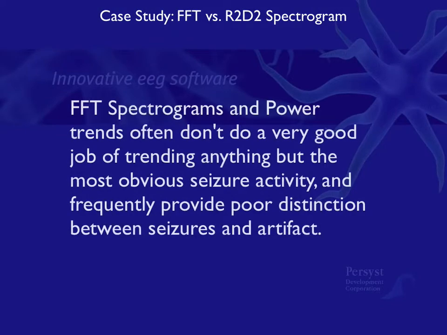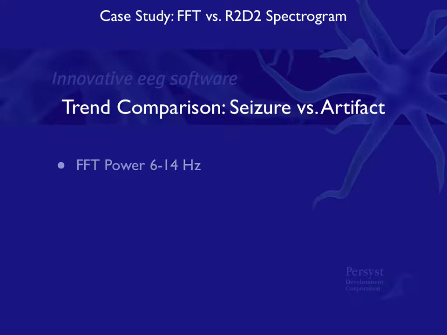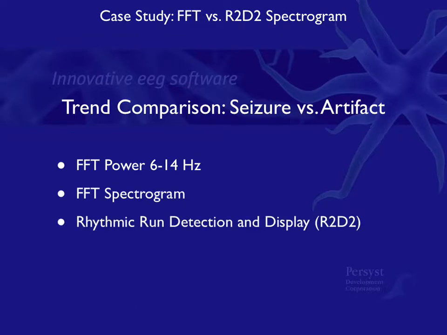FFT spectrograms and power trends often don't do a very good job of trending anything but the most obvious seizure activity, and frequently provide poor distinction between seizures and artifact. In the example that follows, we will compare the display of seizure activity versus artifact. We will use an FFT trend of 6 to 14 Hz power, an FFT spectrogram, and the R2-D2 trend.